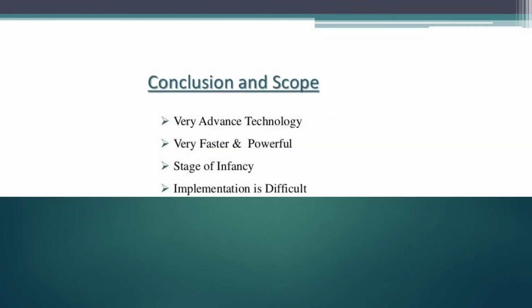Let's conclude with the scope. It's a very advanced technology, very fast and powerful. Stage of infancy. Implementation is very difficult.